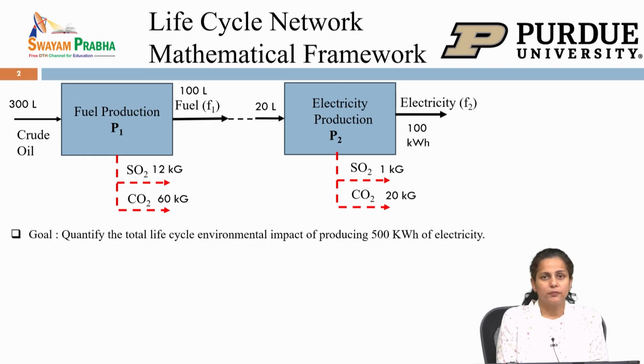When you have this problem, the first thing we will do is to develop the technology matrix and the intervention matrix and then set the final demand. In this network we have two products, fuel and electricity. F1, the final demand from the network for fuel, determines how much fuel will be going out, and F2 is the final demand that determines how much electricity is going out. When we say the goal is to quantify the life cycle environmental impact of producing 500 kilowatt hour of electricity, we are setting F2 to be 500 and F1 to be 0, because we are not interested in the fuel production going out of the network.